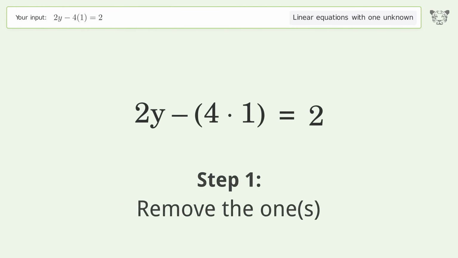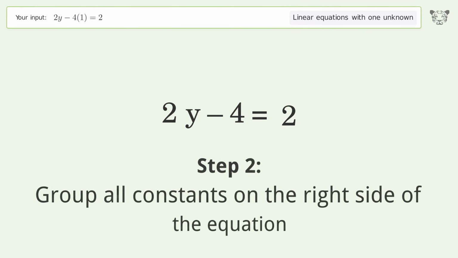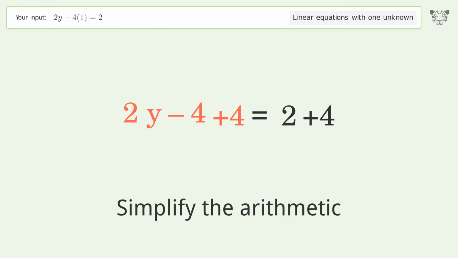Remove the ones. A variable's value does not change when it is multiplied by 1, so we can eliminate it. Group all constants on the right side of the equation. Add 4 to both sides. Simplify the arithmetic.